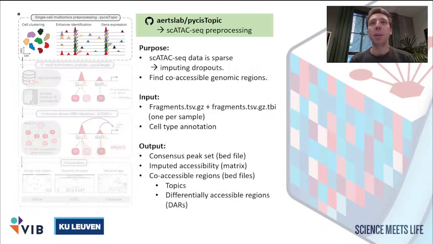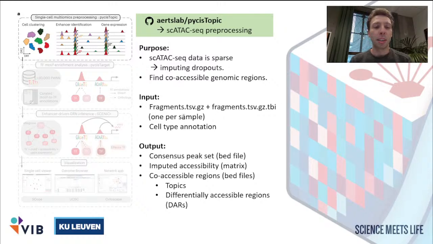We'll start today with pycisTopic. So this is the tool to analyze single-cell ATAC-seq data. So that is its purpose. And also it will impute dropout. So that's an inherent feature of single-cell ATAC-seq data, that it's very sparse. Certainly if you compare it to single-cell RNA sequencing data. And for that reason, using the topic modeling, we can also impute chromatin accessibility, and this will be important for running SCENIC Plus. And then finally, it will also find co-accessible genomic regions, which we can analyze using pycisTarget later on.